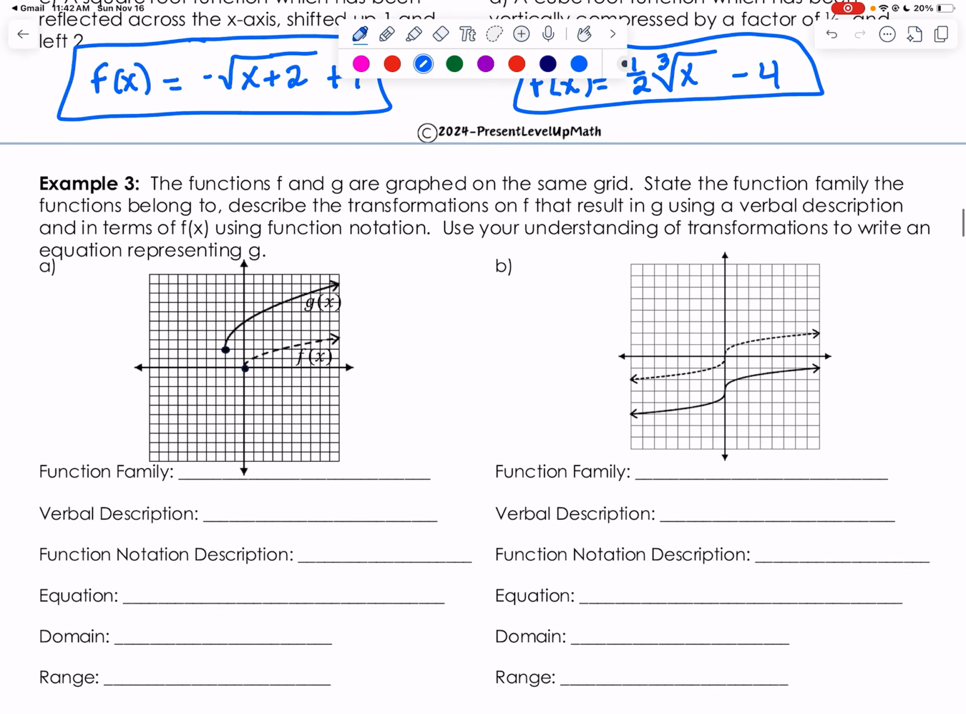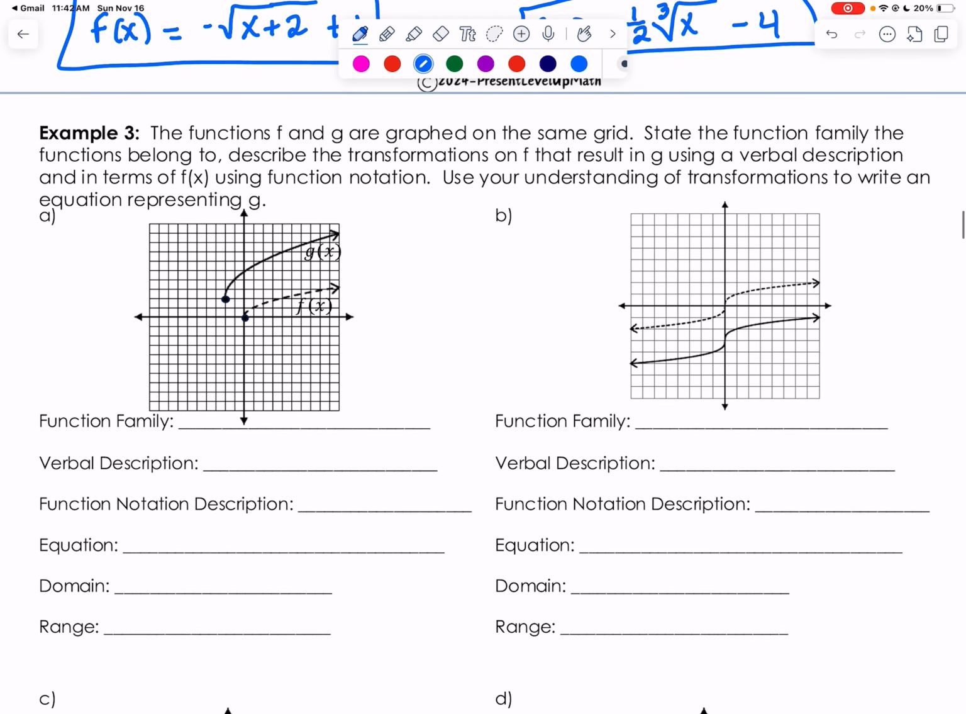All right, example 3. The functions f and g are graphed on the same grid. State the function family the functions belong to.